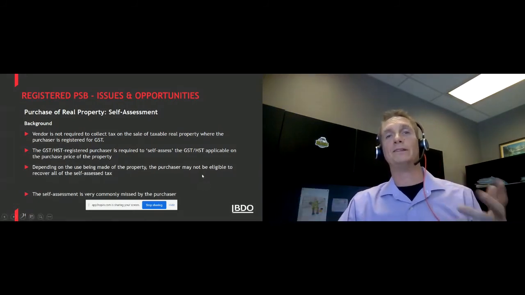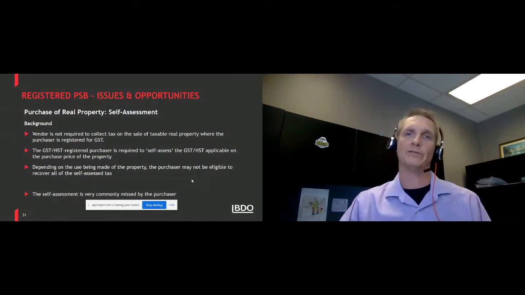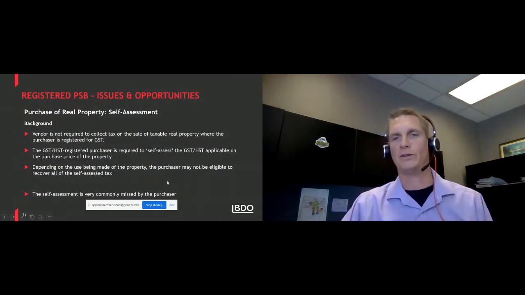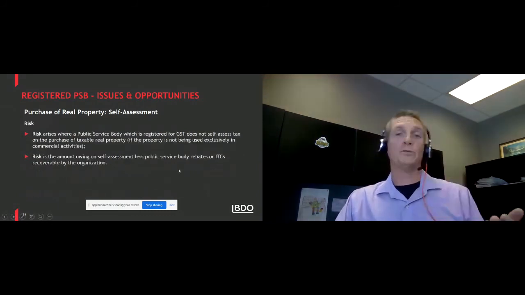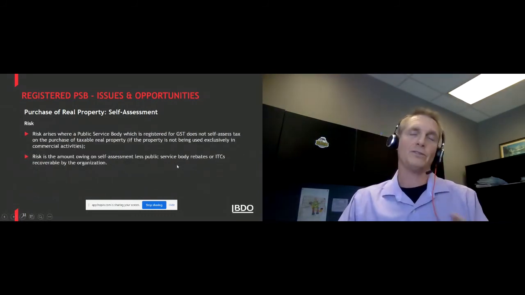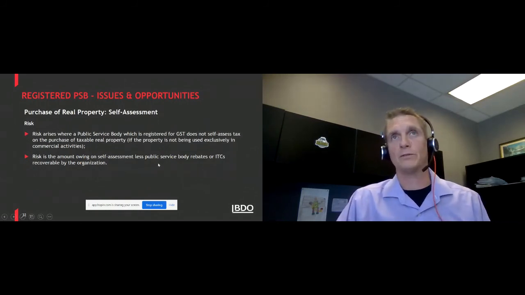Now, it's really easy to miss this self-assessment requirement because quite often the lawyers are doing the purchase and they say, oh, you're registered, you don't have to pay the tax, and it all kind of falls off the table. But the risk is that if you don't do the self-assessment, or if you do it, you just have to be aware that there may be some portion of the tax that's not recoverable depending on the use that you're making.